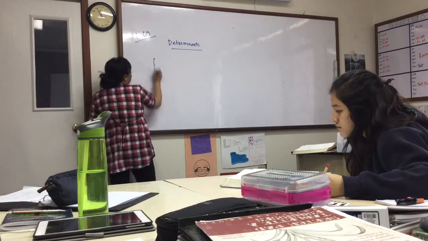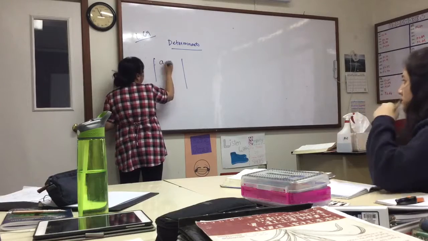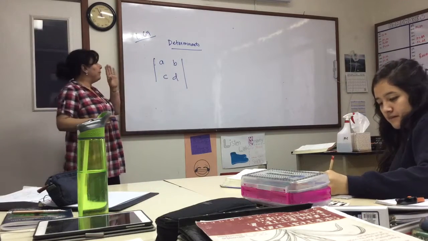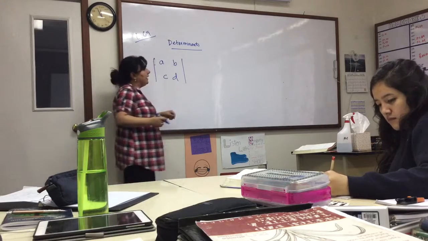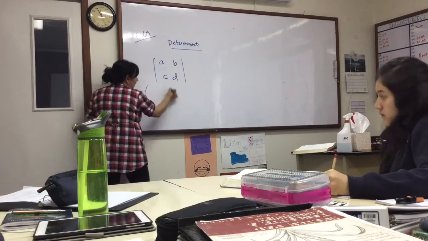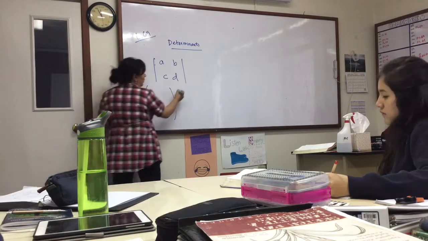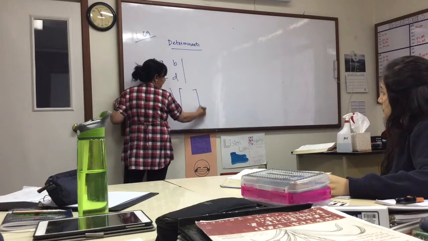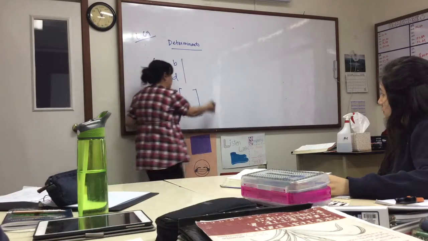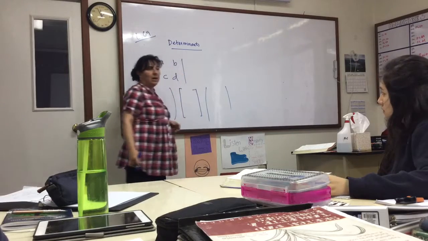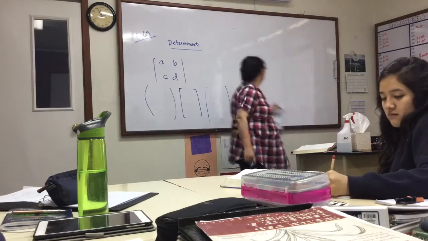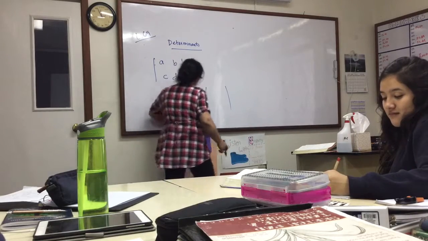So, if I have A, B, C, and D, you're going to multiply D times A. Before I forget, the symbol for a matrix is a giant parentheses or a giant bracket, or when you get lazy like me, it looks like absolute value, but it's not. Okay, just so you know.